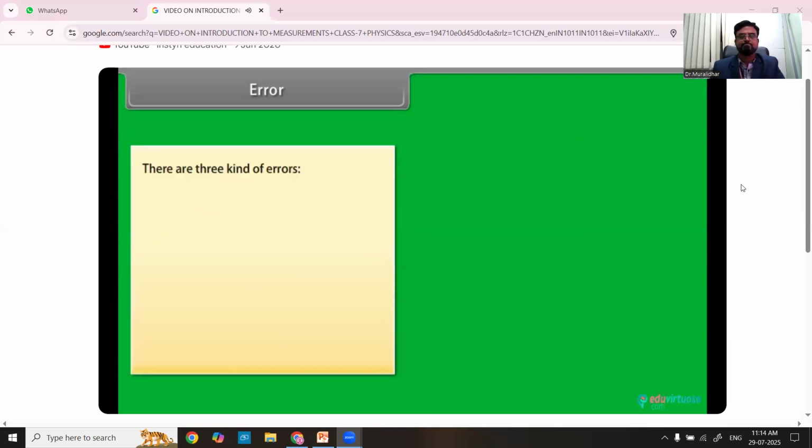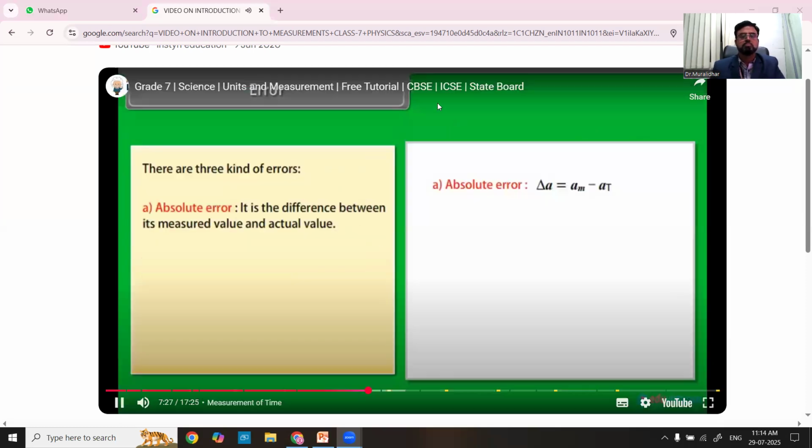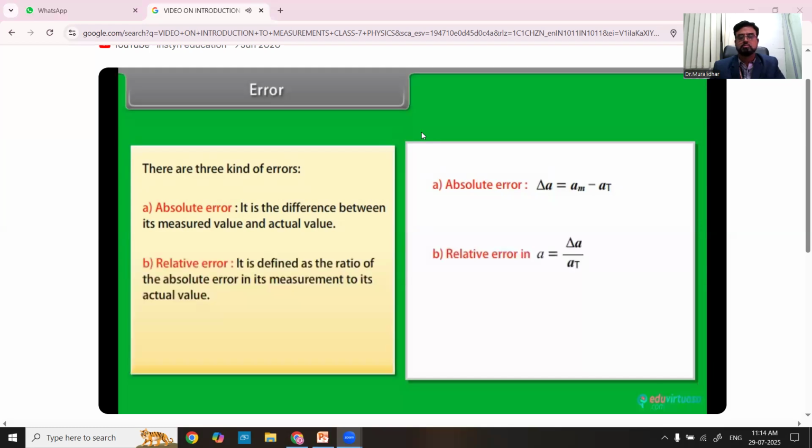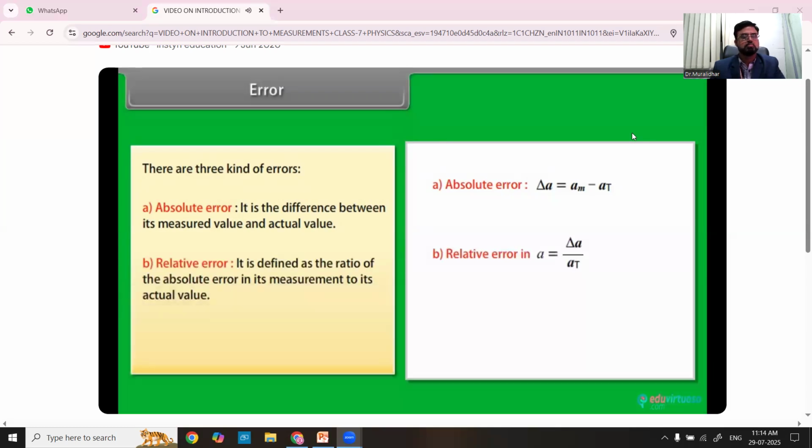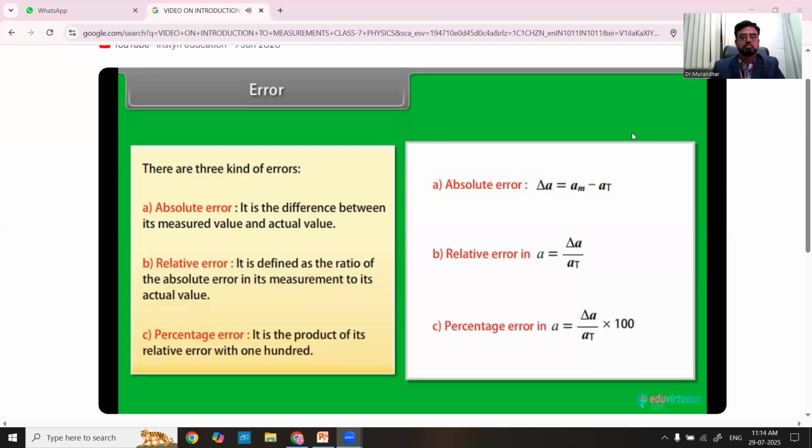Number 1. Absolute error: it is the difference between its measured value and actual value. Number 2. Relative error: it is defined as the ratio of the absolute error in its measurement to its actual value. Number 3. Percentage error: it is the product of its relative error with 100.